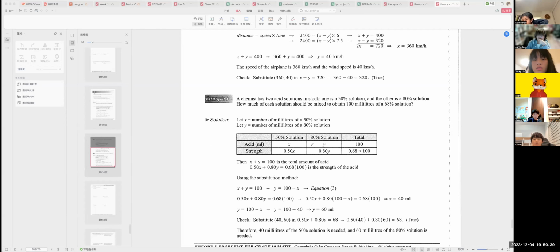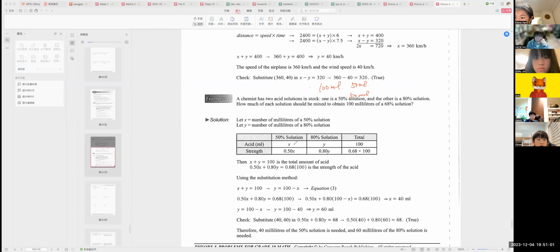Okay, so what does the strength mean? That means what is the real chemical thing included in this bottle? Because if it is a 50% solution, the acid is 50%. So for instance, if we have a 100 milliliter bottle, 50 milliliters of it is acid and the other 50 milliliters is just water.